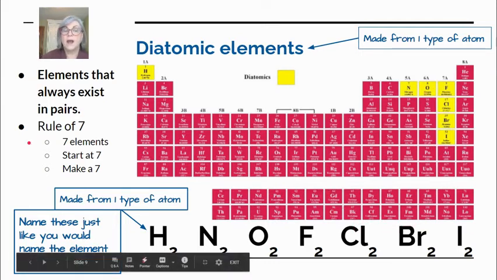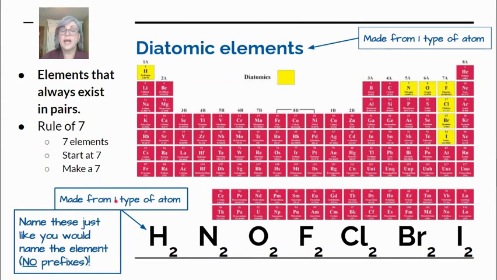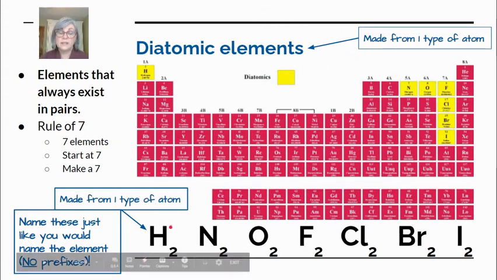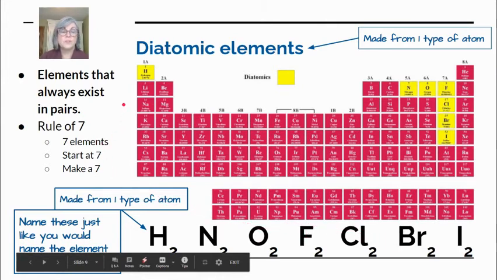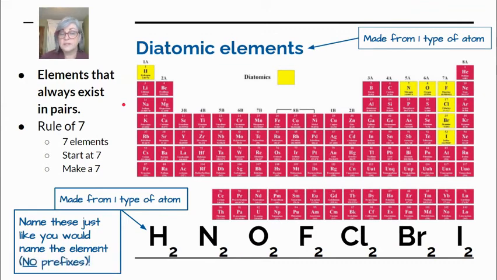Now, because they are made from one type of atom and elements are made of one type of atom, we name these like we would name any other element on the periodic table. We do not use prefixes. So that's not dihydrogen, it's just hydrogen. Not dinitrogen, it's just nitrogen.